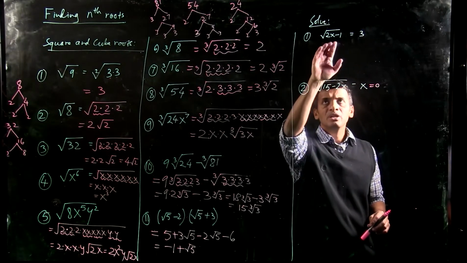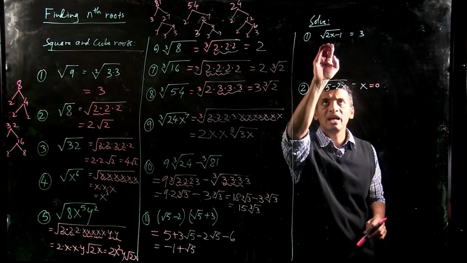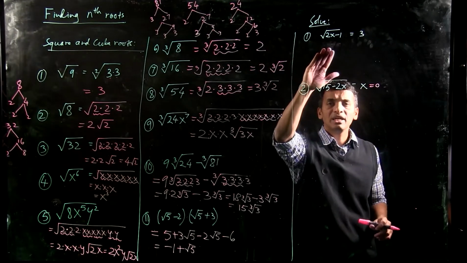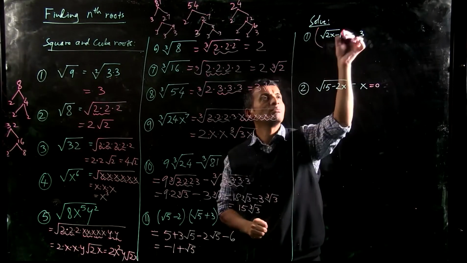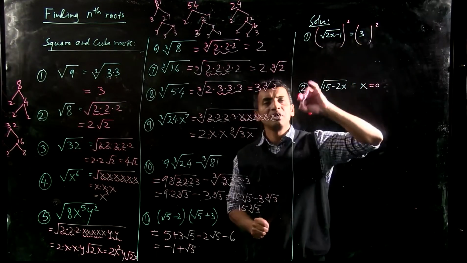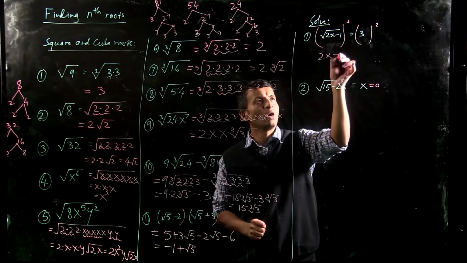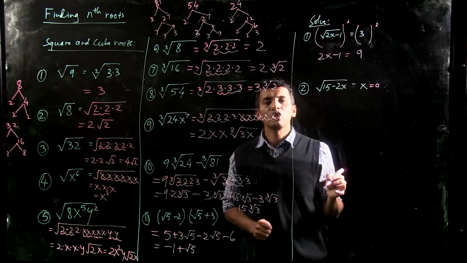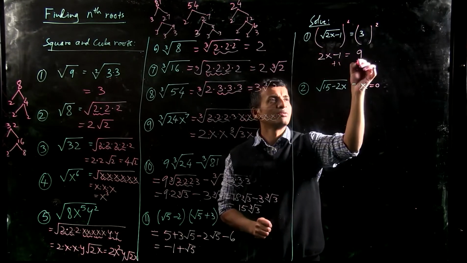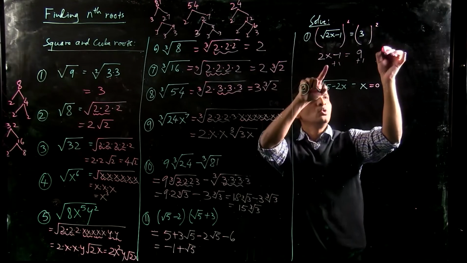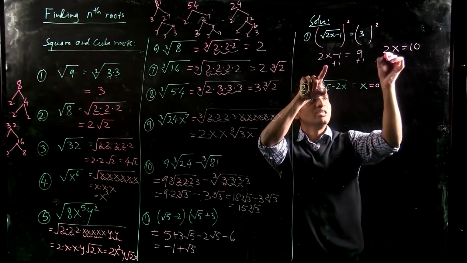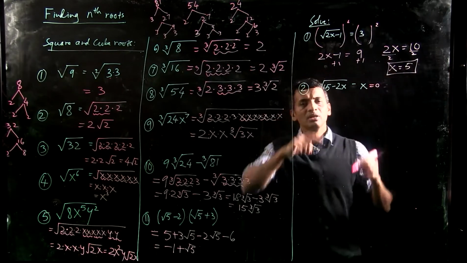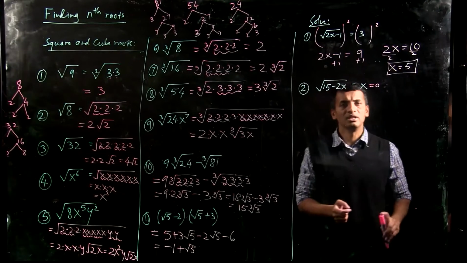In the first example, there is only the square root on the left side and the other term on the right side. So after you get this, you square on both sides. What do you get? You get 2x minus 1, because square and square root cancel away, equals 9. Now you want to solve for x. Add 1. What do you get? 2x equals 10, divided by 2. You'll get x equals 5. This is the answer you get for this.